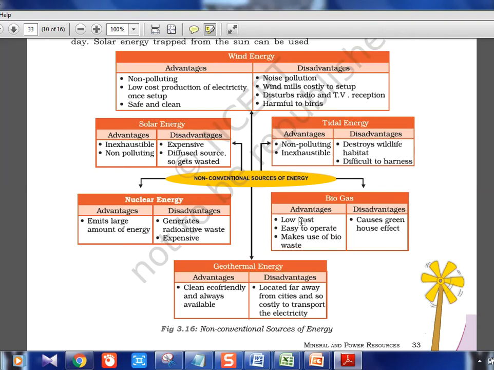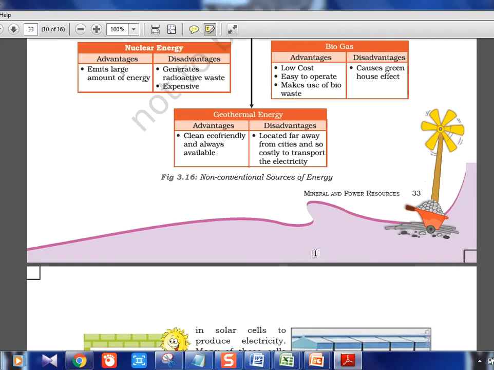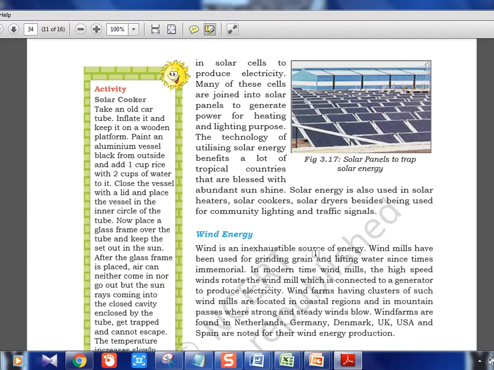So conventional and non-conventional resources is a very easy topic to write. Try to make an image of this in your mind and then write it yourself. Biogas also causes the greenhouse effect, which is one disadvantage. The advantages will be almost the same. So try to write an answer on conventional and non-conventional sources used in India.